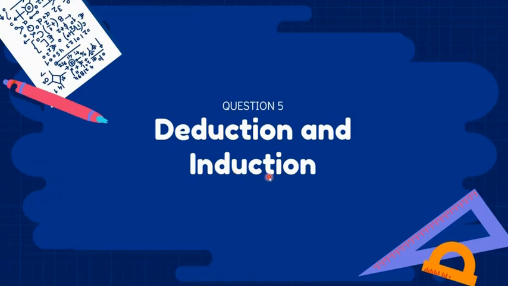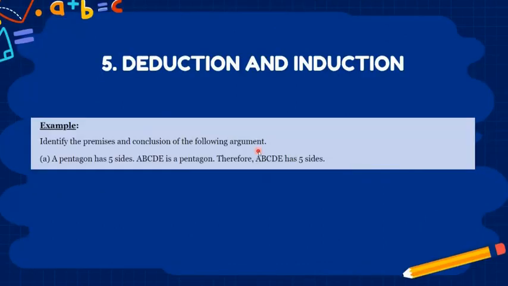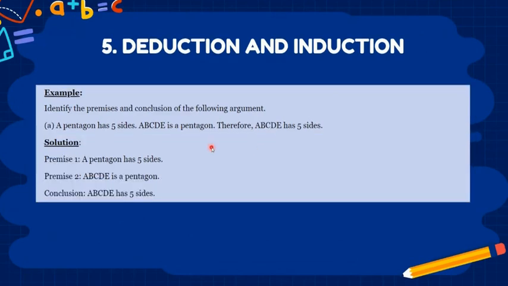Last but not least, question 5 is on deduction and induction. For this one we only have one sub question, which is to identify the premises and conclusion of the following argument. The first one: a pentagon has 5 sides. ABCDE is a pentagon, therefore ABCDE has 5 sides. For these questions, we need to identify which one is the premises and which one is the conclusion.